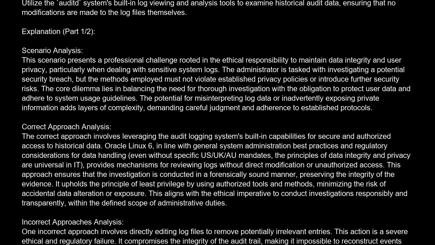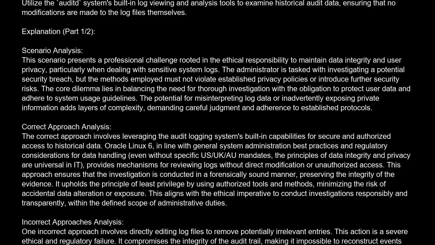The correct answer is D. Utilize the audit system's built-in log viewing and analysis tools to examine historical audit data, ensuring that no modifications are made to the log files themselves. Explanation. Scenario analysis. This scenario presents a professional challenge rooted in the ethical responsibility to maintain data integrity and user privacy, particularly when dealing with sensitive system logs.